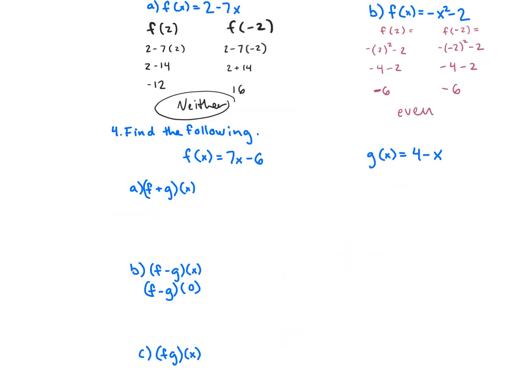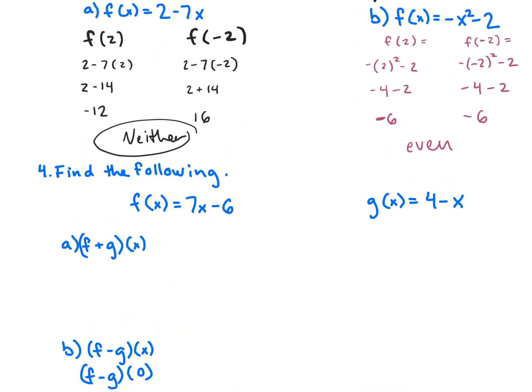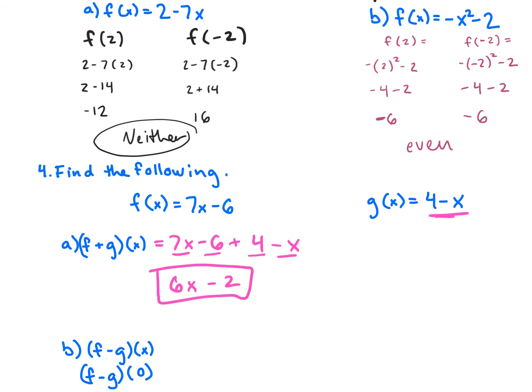So 4 is our combinations. We just find f plus g, f minus g, f times g, and f divided by g. So when we add them, we just take f and add g. So 7x minus 6 plus our g of x function, which is 4 minus x. Simplify where you can. So I'm going to combine my like terms. 7x minus x would be 6x, and negative 6 plus 4 would be negative 2. So that would be my f plus g of x.